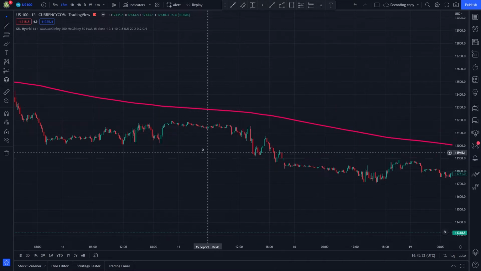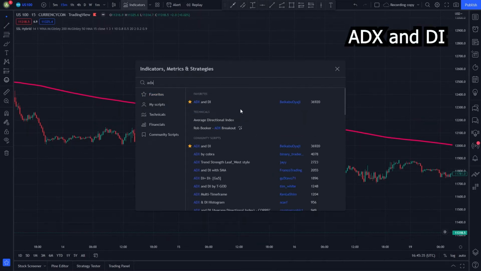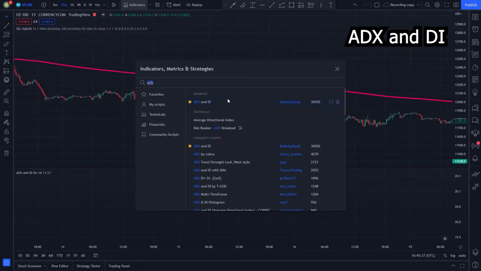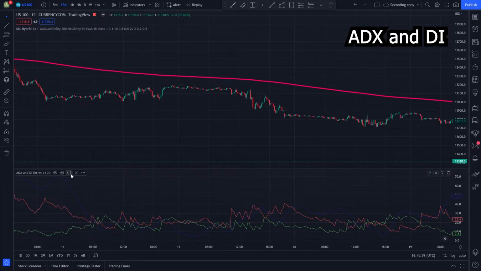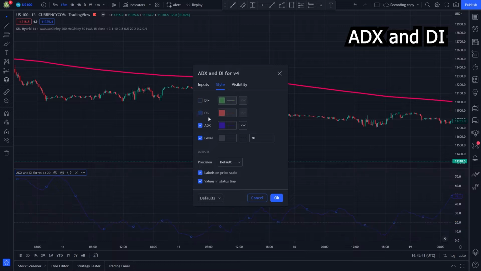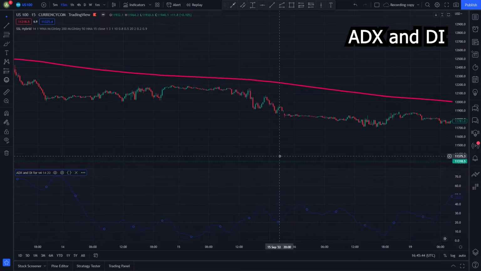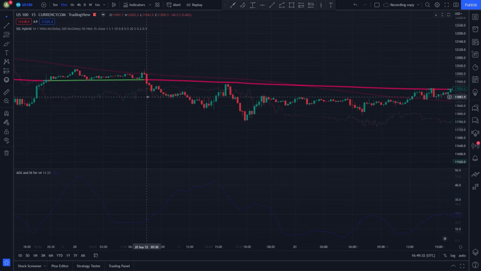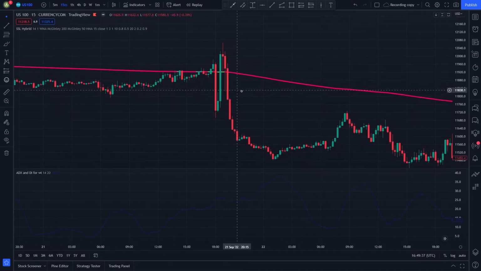The second indicator we are going to use is the ADX and DI by Kabu. For this indicator, we are going to disable the first 2 lines and only use the ADX line. This indicator is used to identify when the market volatility is high. It does not matter where the market is moving. If the volatility is high, the ADX line indicates that.